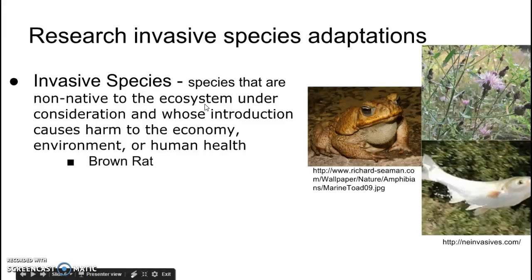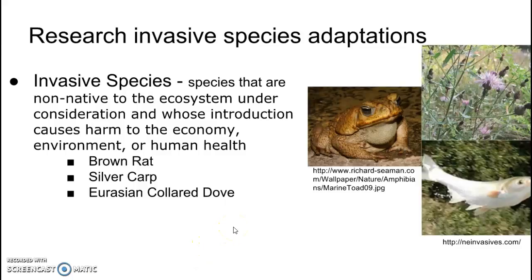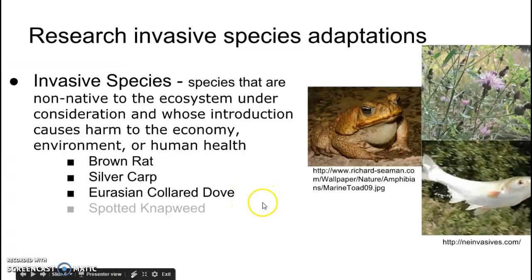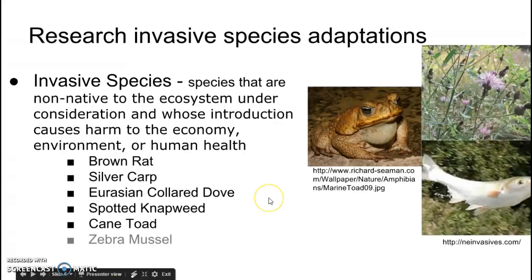Examples of invasive species are like the brown rat that was brought over to the United States. Silver carp, we've already talked about. There's a Eurasian collared dove, which kind of looks like a mourning dove, but it is a little bit different in that it has a black ring around its neck, and it can outcompete our native doves. There's spotted knapweed that we've already discussed on its allelopathy, cane toads, which are poisonous and large and ferocious, and then zebra mussels that plug up piping and can take over waterways throughout Nebraska.